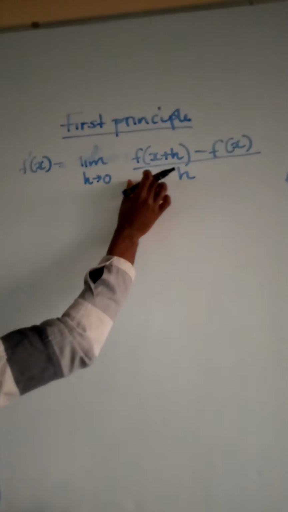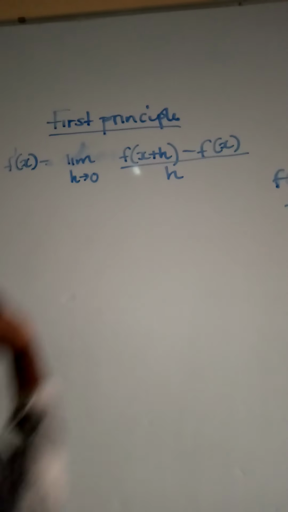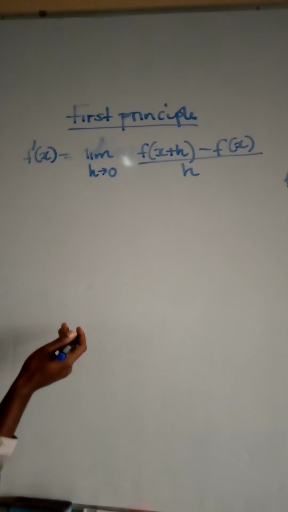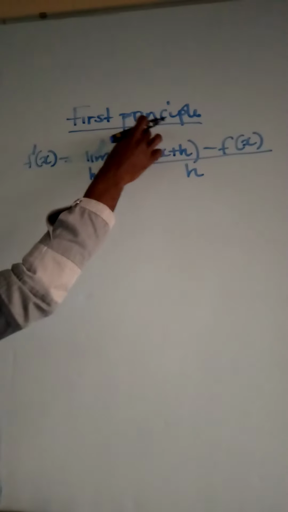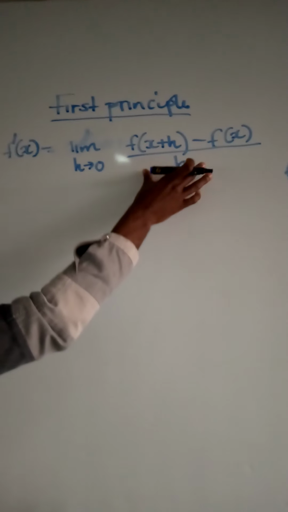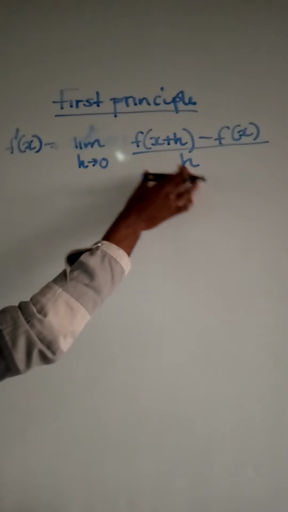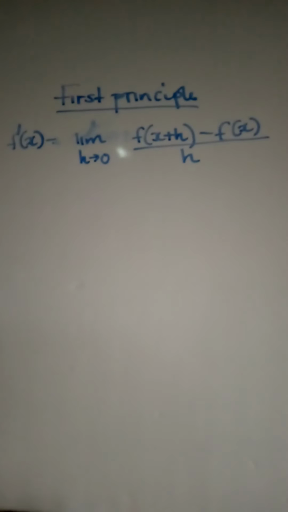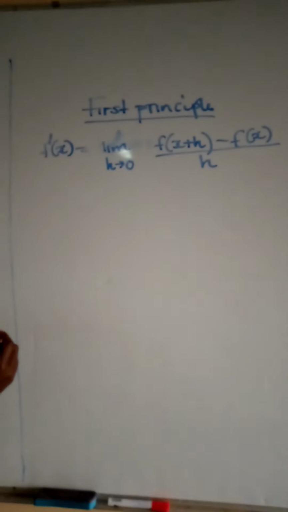When you look at this one, this is the original function f of x, and whenever we have a prime here, it means differentiate with respect to x, or the derivative. So we have the formula that we are going to be using when we are solving using first principle. Let's look at some examples.